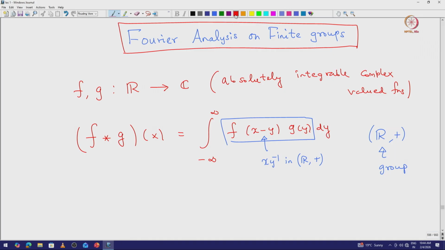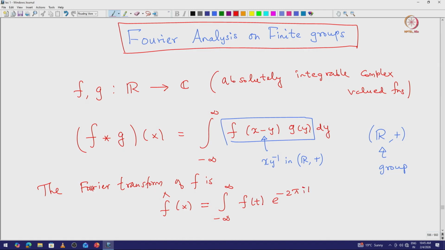Now, given this absolutely integrable function f, the Fourier transform of f is defined as follows. Recall the Fourier transform of f is given by f hat of x, which is defined to be the integral from minus infinity to infinity of f of t e power minus 2 pi i x t dt.